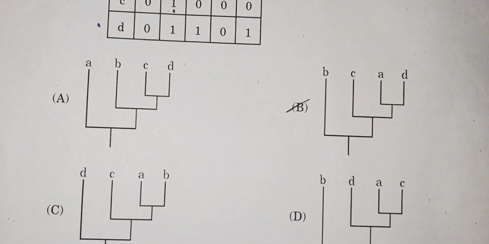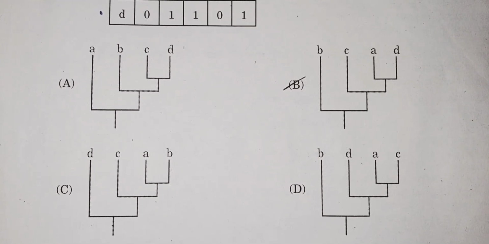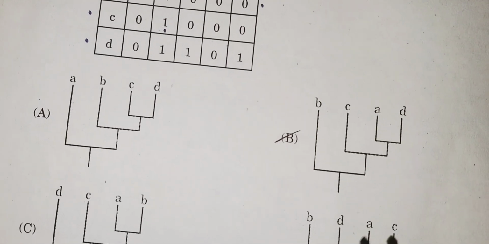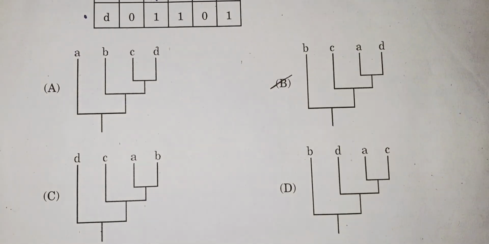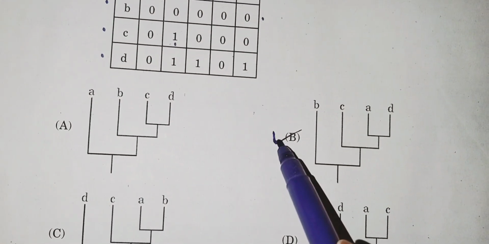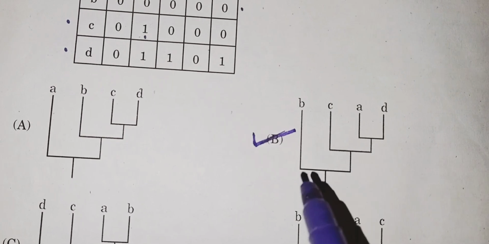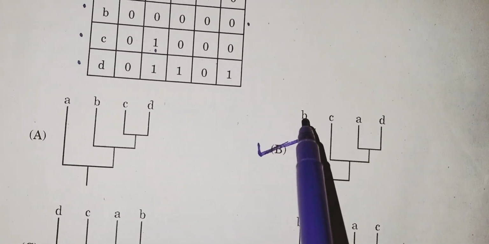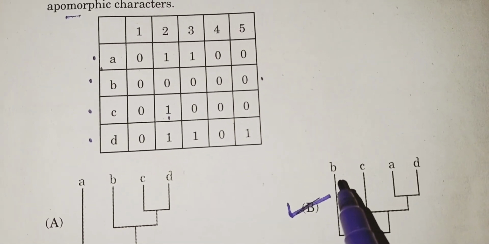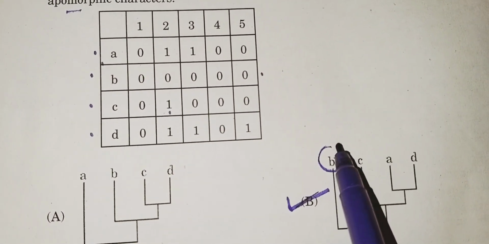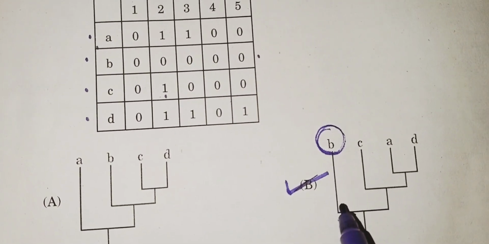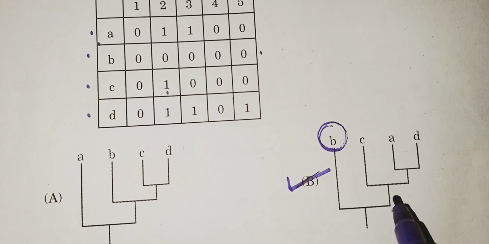Now, here we will have to identify the appropriate cladogram, right? See, if I discuss each of these cladograms, it will take a lot of time. So I'm directly coming to the correct answer. The correct answer is B here. See here, look at this. From this table we can see B has got no derived character. It has got all ancestral characters.